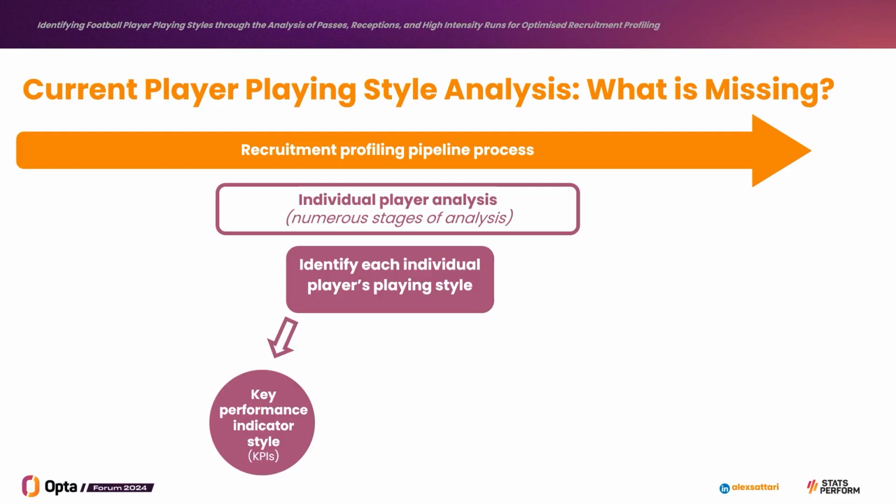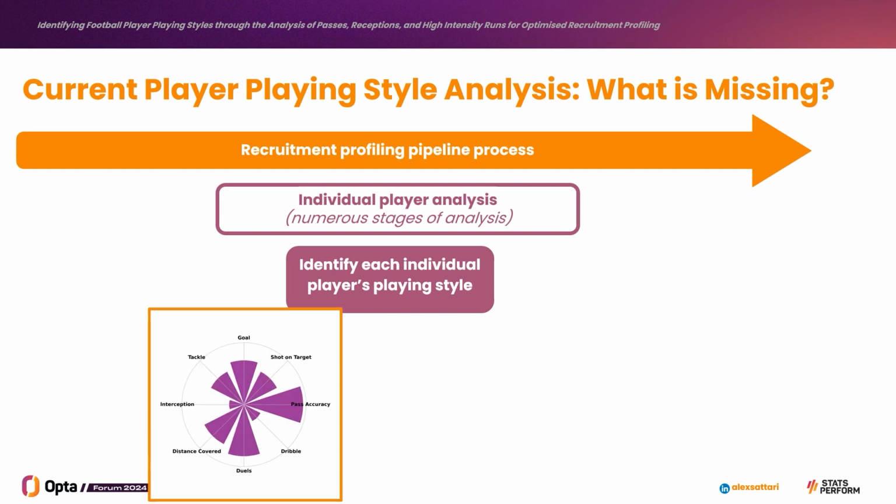Typically this is done through key performance indicator style analysis. We look at the key performance indicators of players, plots like this, and we try to find an ideal player, or if we want to replace a player in our team, we figure out their KPI style, and then we look for similar players in other teams with a similar KPI style. KPI style is basically the statistics of different actions done by the player.